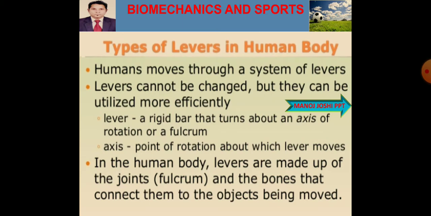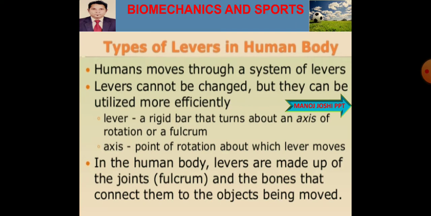Lever is a rigid bar, as we have told you in the previous video also, a rigid bar that turns about an axis of rotation or a fulcrum. Axis is the point of rotation about which the lever moves. Joints, bones and muscles work as a lever in our body, and joints work as an axis. In the human body, levers are made up of the joint, the fulcrum, and the bones that connect them to the object being moved.